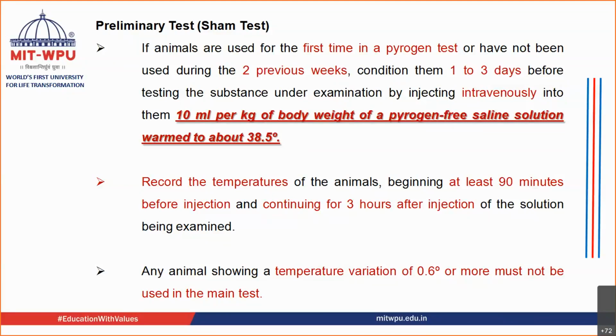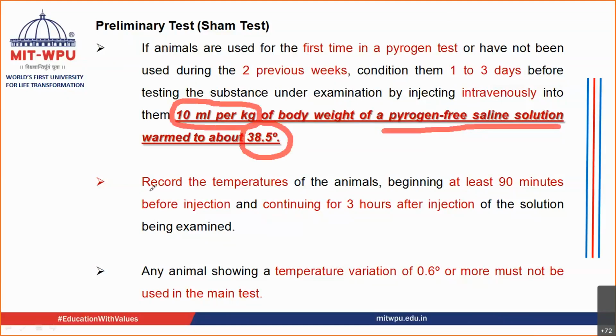For the sham test, you are going to intravenously inject pyrogen free saline solution which has been warmed. Okay, you are going to inject pyrogen free saline solution, you're not going to inject the drug. Pyrogen free saline solution which is warmed up to 38.5 degrees Celsius. And how much you are going to inject? Near about 10 ml per kg body weight you are going to inject in the animals, right?